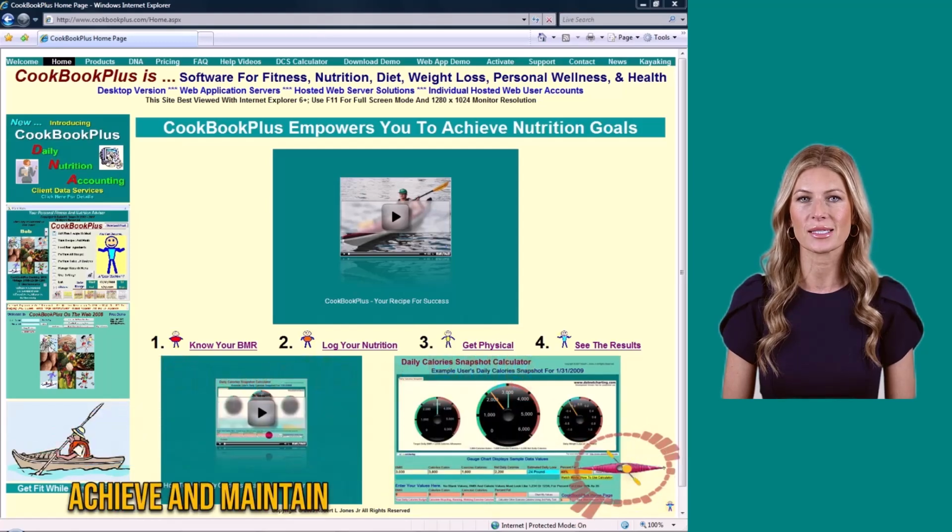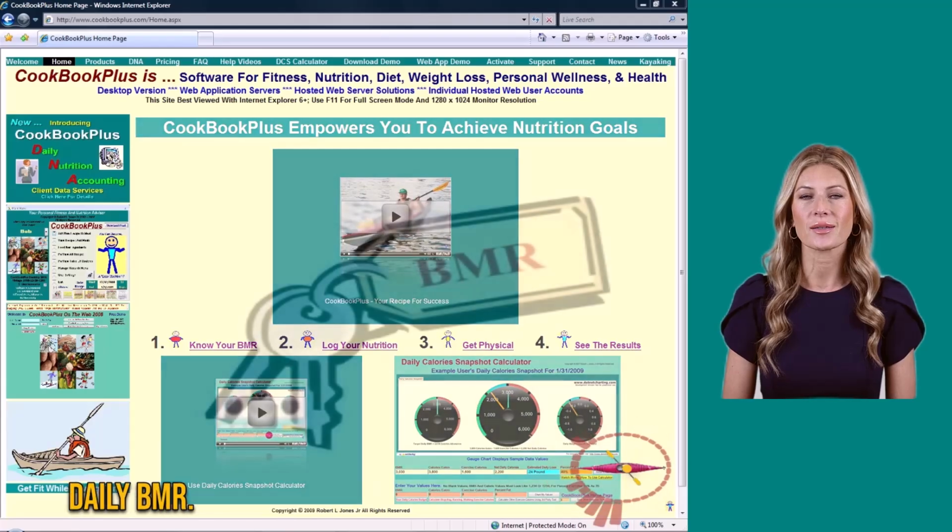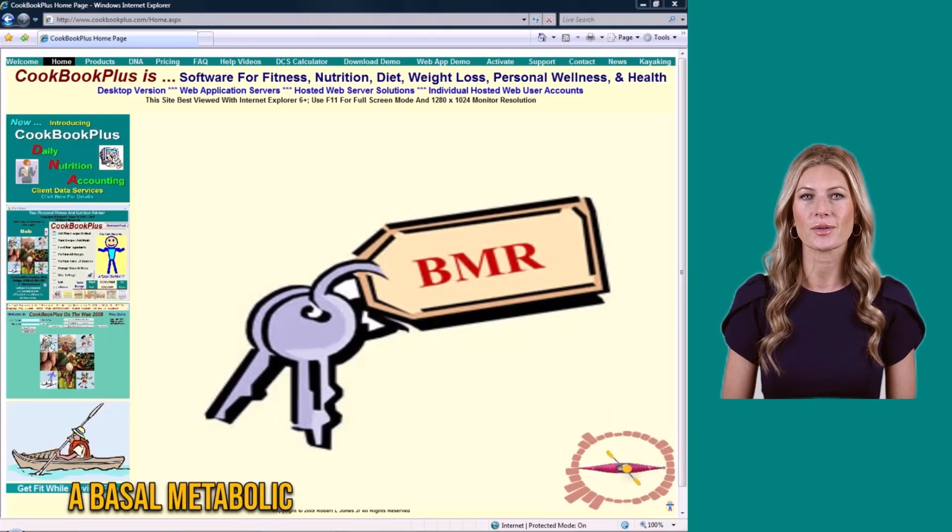To help you achieve and maintain a healthy body weight, and to enable you to maintain that for the rest of your life, you need to know your nutrition numbers. One of the more important numbers to know is your personal target daily BMR. BMR stands for basal metabolic rate. BMR is the number of calories required each day to maintain good health and to maintain a constant body weight.